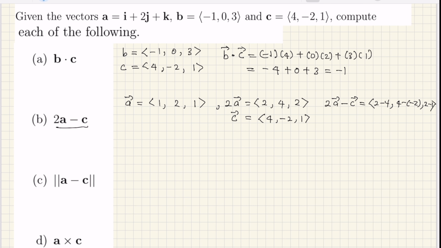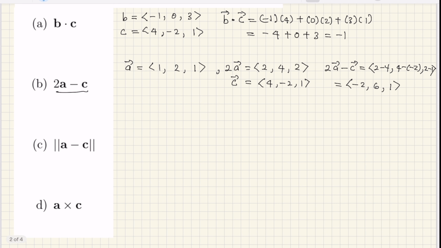Okay, and then if we simplify this, what are we supposed to have? We would have this to be -2, 6, and 1. So this is 2a minus c. And then the last, okay, so let's do c.